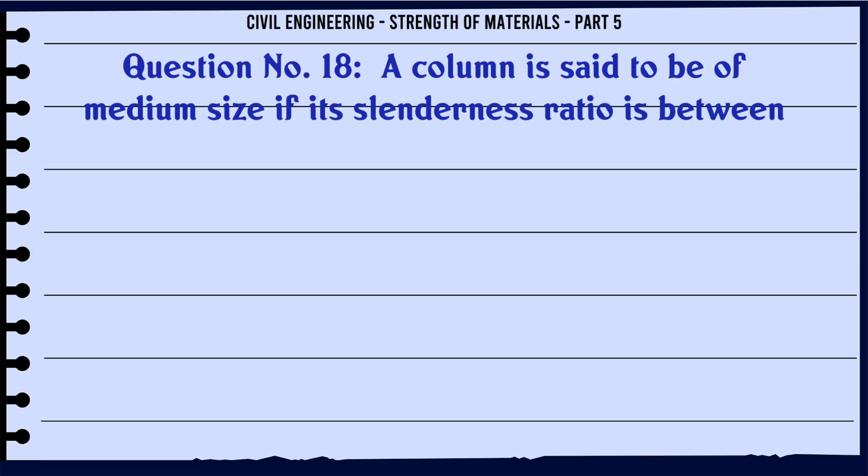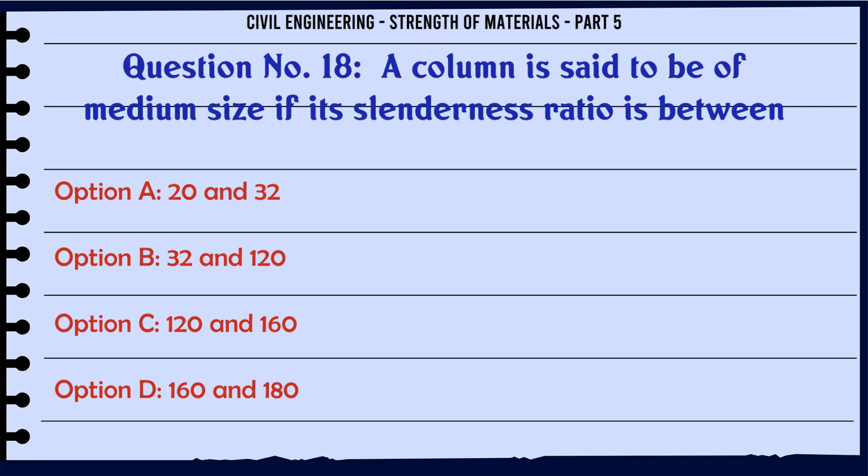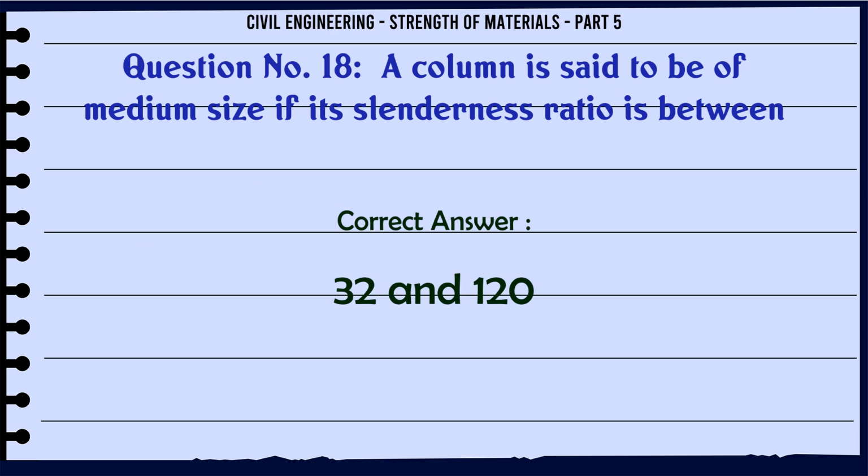A column is said to be of medium size if its slenderness ratio is between: A. 20 and 32, B. 32 and 120, C. 120 and 160, D. 160 and 180. The correct answer is 32 and 120.